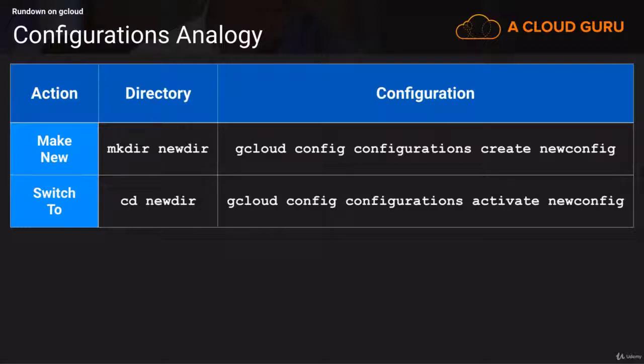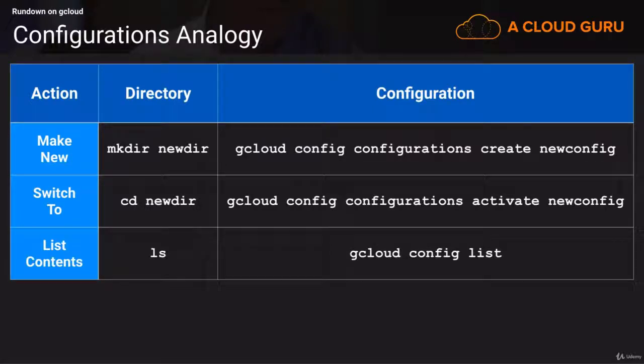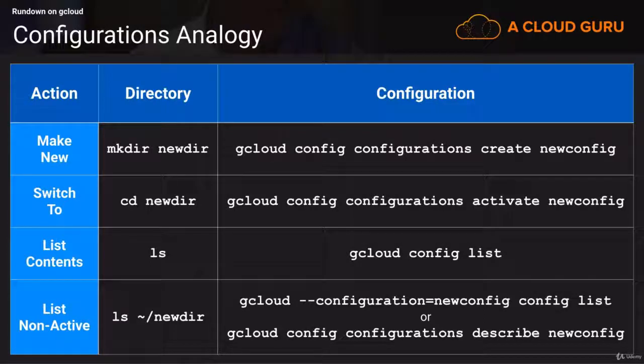Now, once you're inside of a particular directory, when that's your working directory, you can list its contents with just ls. This is similar to how gcloud config list will list the properties in the active configuration. But if you want to list the contents of some directory that is not currently your working directory, you can still do that too, but you need to provide the information at the command line. You would say ls and then the path to that directory. Here, I'm just assuming that that directory is in your home directory, represented by the tilde.